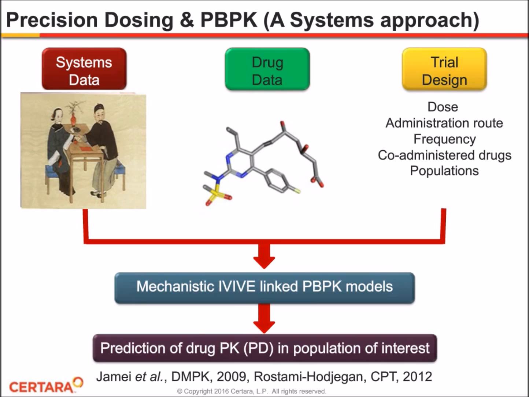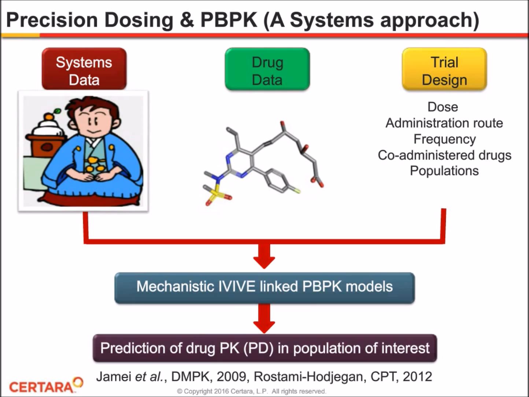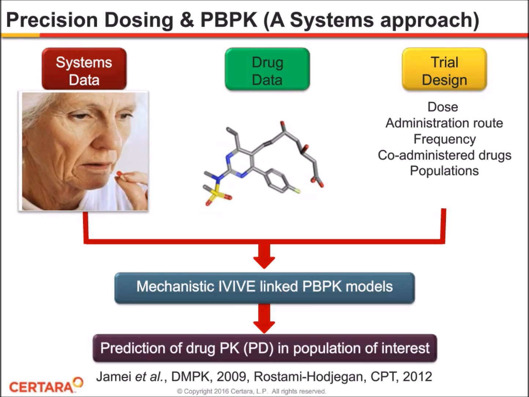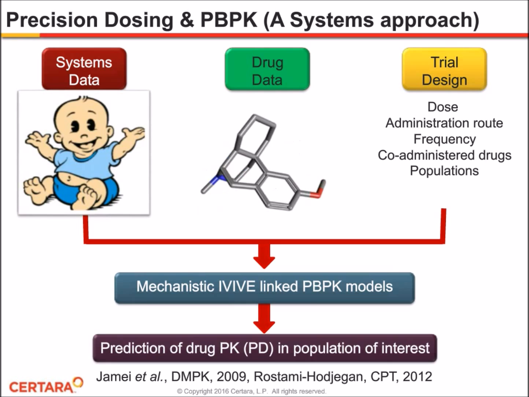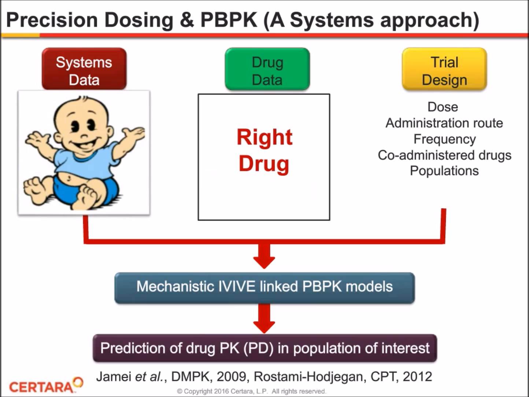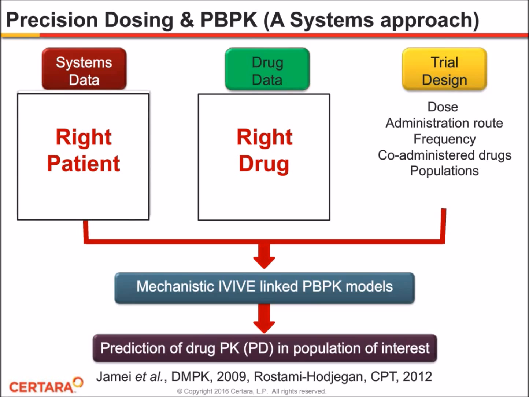Similarly, we have different kinds of populations. You can change the population libraries from an ethnic population to a geriatric population or a pediatric population. At the same time, you can also change the drug and see the effect in each of these permutations and combinations. So in the end, you're trying to figure out what is the right drug for the right patient, and what is the right dose at the right time.